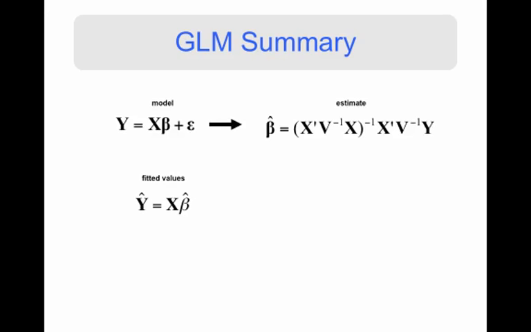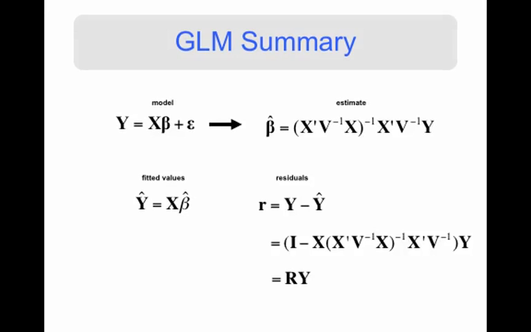Y hat is equal to x beta hat, and we can use this to compute the residuals. So that's the data minus the fitted values. And so we write the residuals as little r is equal to y minus y hat, and we can re-express it in terms of x and beta hat in the following way. And finally we can write this as capital R times y. Now capital R is the residual inducing matrix, and lowercase r are the residuals. We're going to need this in the module today, so I'm going over this again for that purpose.